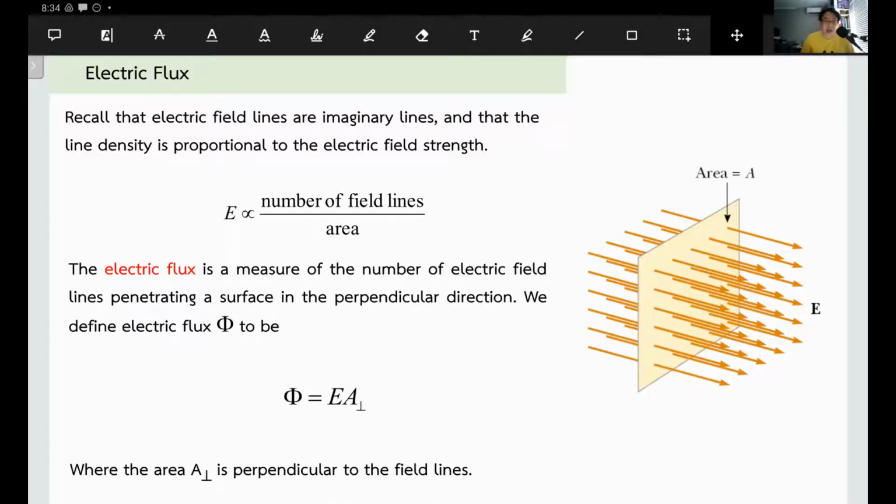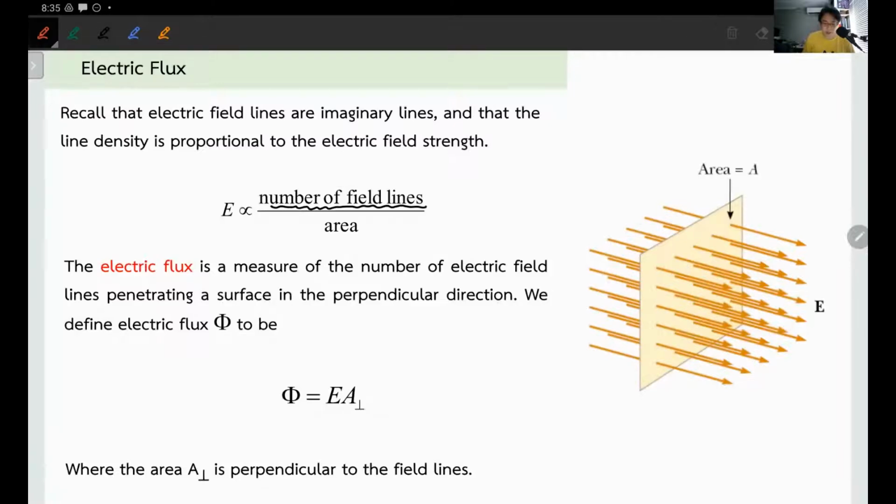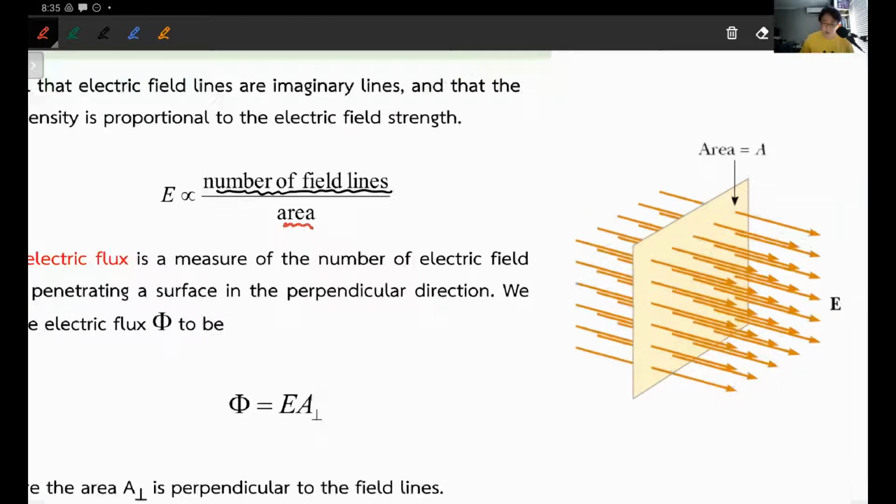What I was saying is that if you can count the number of the field lines, of course you're not really going to count it because this is just a visualization. This is your imaginary line. It's not real. But if you were able to count, and then you divide it by the area, the location where you are counting, then that will give you the density of those electric field lines. Does that make sense? That's what the figure on the right is showing.